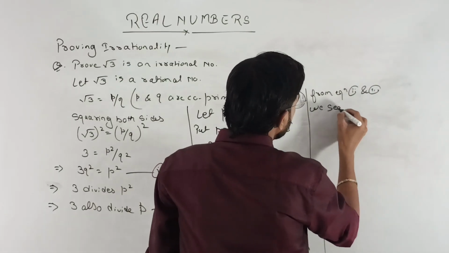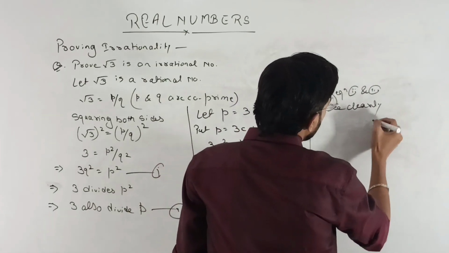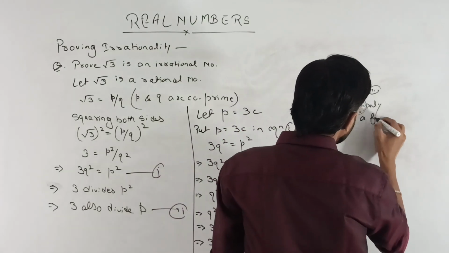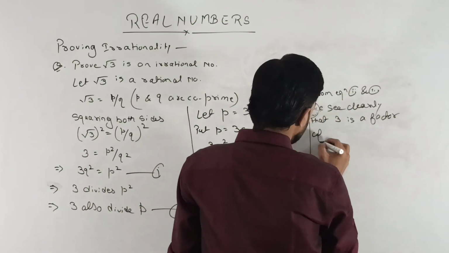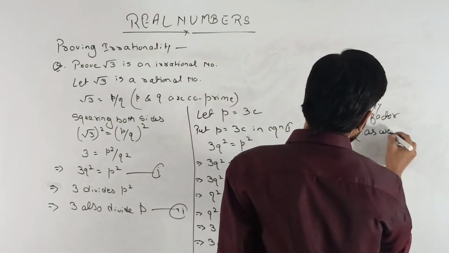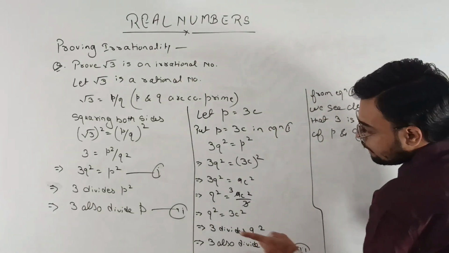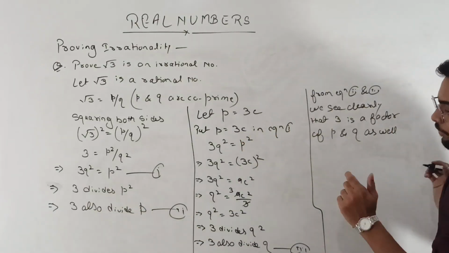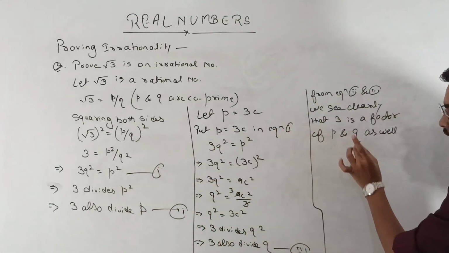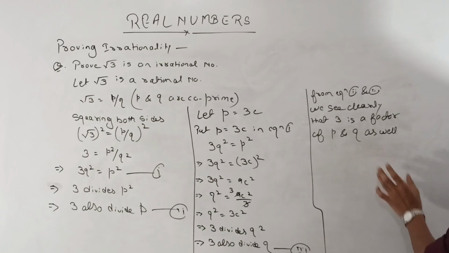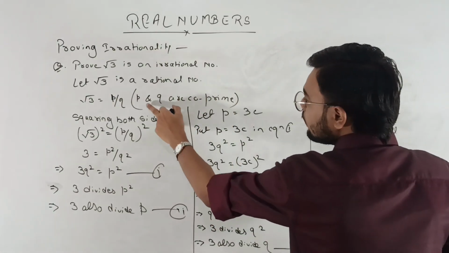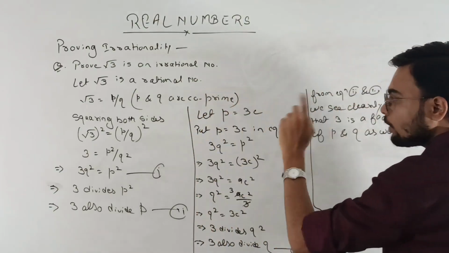We see clearly that 3 is a factor of p and q as well. From 2 and 3, if 3 divides p and 3 divides q, factor is what? A number which divides the given number. Then if 3 divides p, 3 is a factor of p, and if 3 divides q, 3 is also a factor of q. And we assumed that p and q are co-prime. Co-prime is they have only one factor, that is 1.